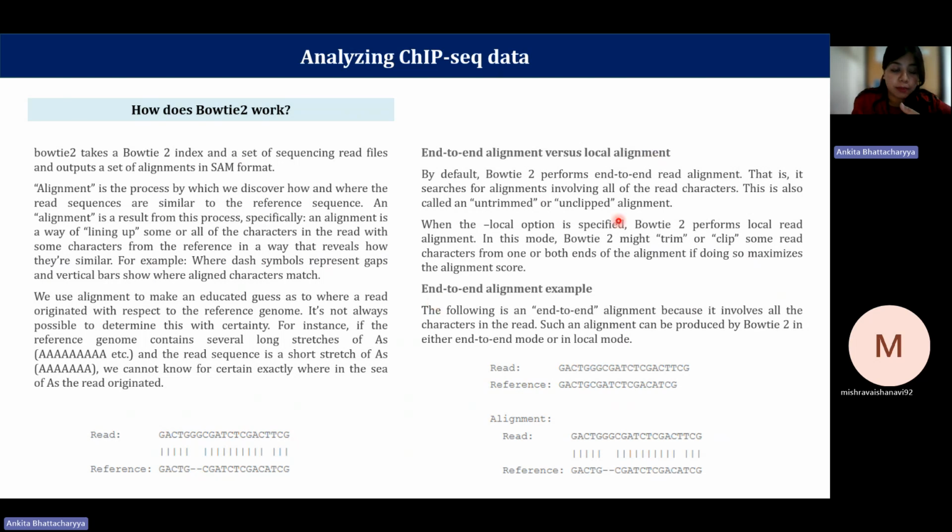And then there are different types of alignment that Bowtie 2 can do. For example, by default, it does the end-to-end alignment where it looks for all of the characters to be matched to a certain region of the genome. And it is also called an untrimmed or unclipped form of alignment. When a local option is specifically mentioned, then Bowtie 2 is able to perform local alignment, which comes next, and then it can trim or get rid of or clip some regions, which you can specify, like the trailing five bases or the leading five bases, all of that can also be adjusted. So this was an example of an end-to-end alignment, which I've already discussed.